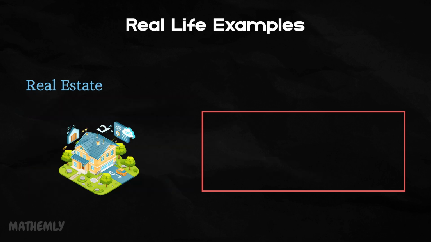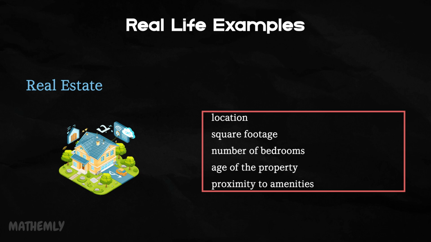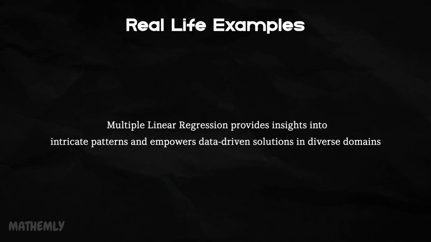Real estate. In the real estate industry, multiple linear regression is commonly used to predict property prices. Inputs such as location, square footage, number of bedrooms, age of the property, and proximity to amenities are considered to estimate market value accurately, helping buyers and sellers to make informed decisions. By leveraging data from multiple variables, multiple linear regression provides insights into intricate patterns and empowers data-driven solutions in diverse domains. And that's multiple linear regression.